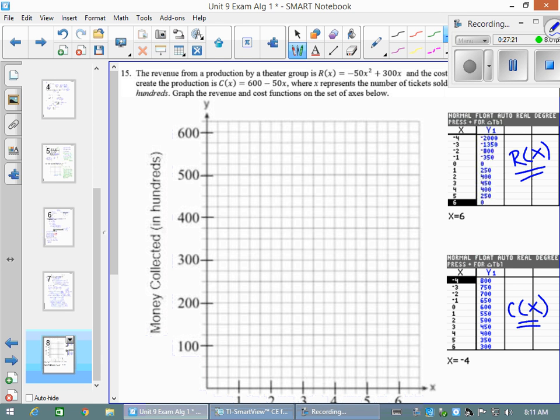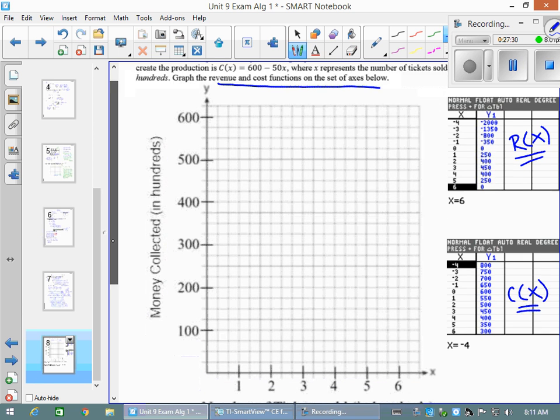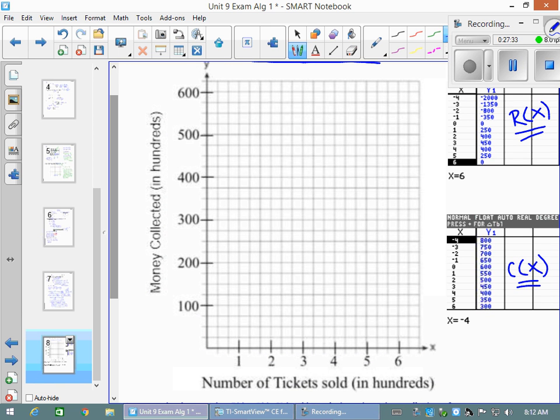So I'm going to look at r of x, and I'm going to just plot the points from 0 to 6, since that is how much of my graph is labeled by on my x-axis. So my first point would be 0, 0. Second point here is 1, 250. So moving over to 1, up to 250 on the y. Second point, 2, 400. So I'm over here at 2, going up to 400. 3, 450 would get me up to this point. 4, 400. 5, 250. And 6, 0.